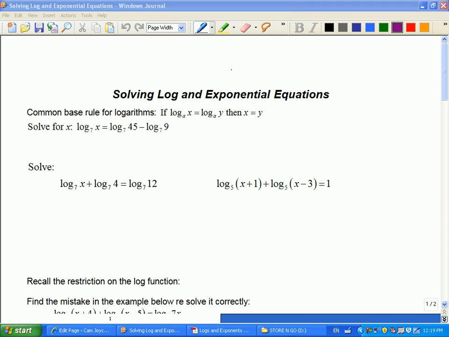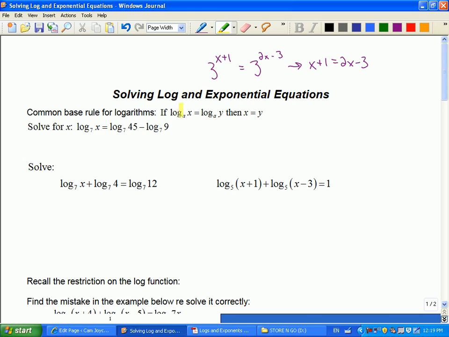Now, when we did exponents and you were solving, if you had something like 3 to the x plus 1 equals 3 to the 2x minus 3, then you had the same base, so you ended up dropping that and using x plus 1 equals 2x minus 3. We're going to do something very similar for logs. If you have the same two bases in your log, then the two arguments must be the same. So let me show you here just to illustrate this.